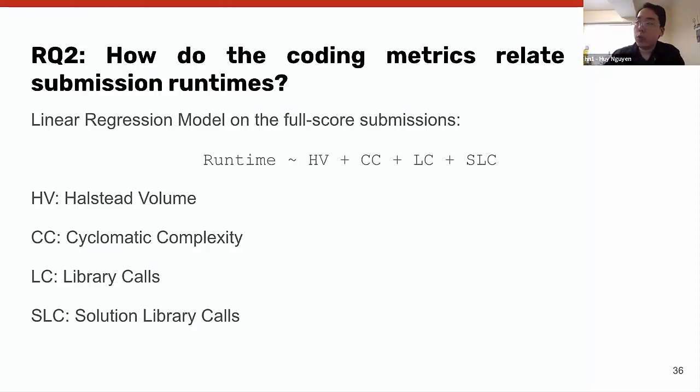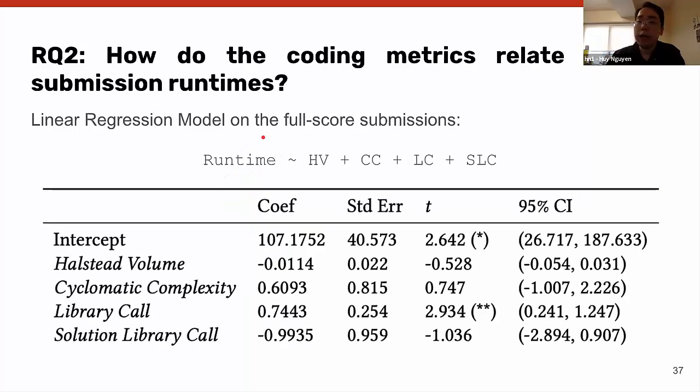So for RQ2, we look at the runtime first. From the 113 full score submissions, we constructed a linear regression model where the independent variables are the four metric values of each submission, and the dependent variable is the submission runtime. From this, we found that library code is a positive and significant predictor of the code runtime. In other words, when the number of library code increases, the runtime also increases, whereas this relationship is not as strong with the other metrics that we have here.